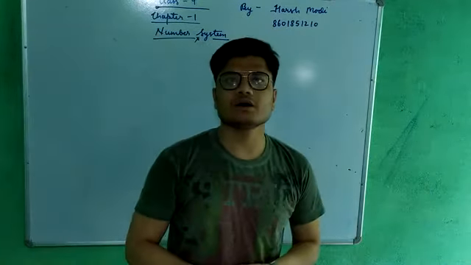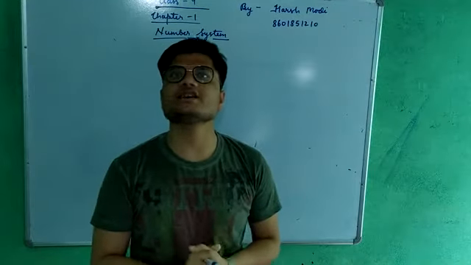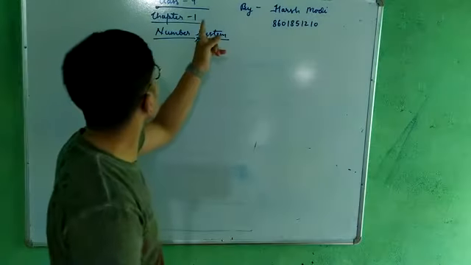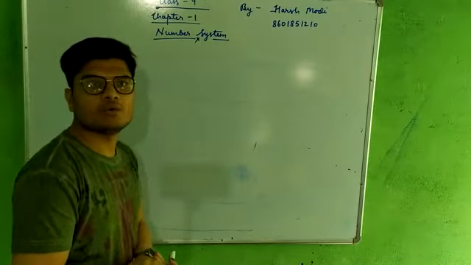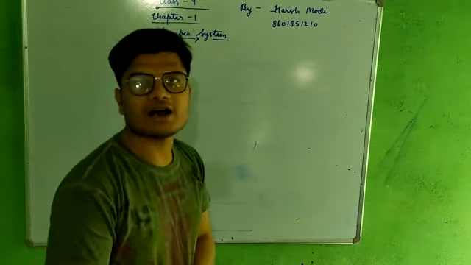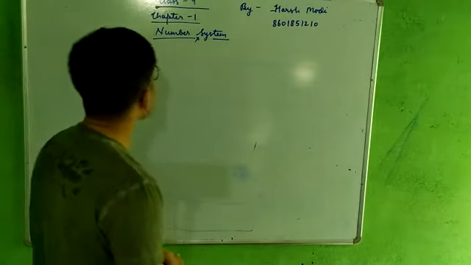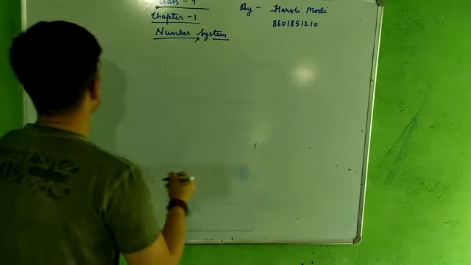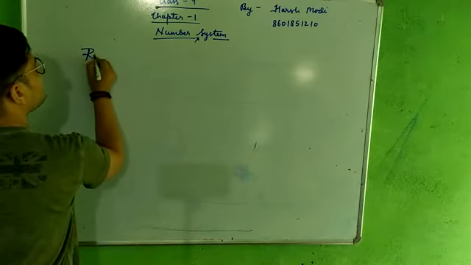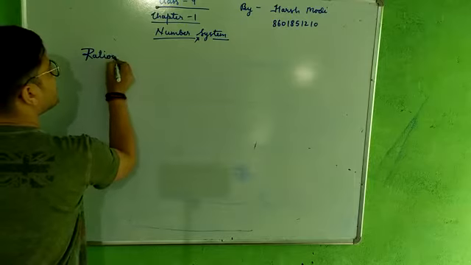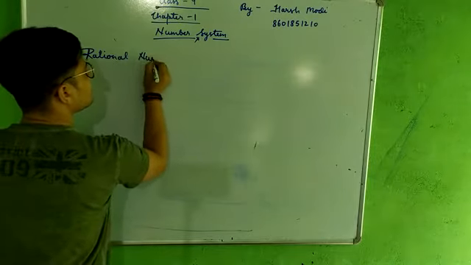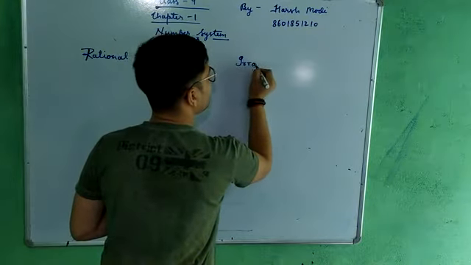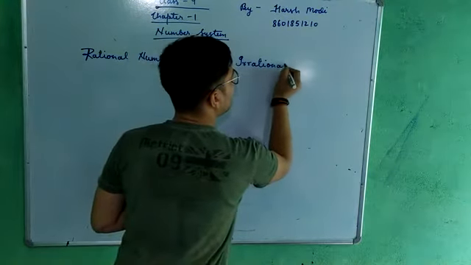In our previous video we discussed the classification of numbers, as chapter 1 of class 9. Now we'll move further with rational numbers and irrational numbers.